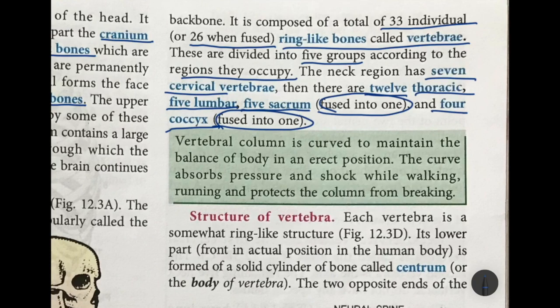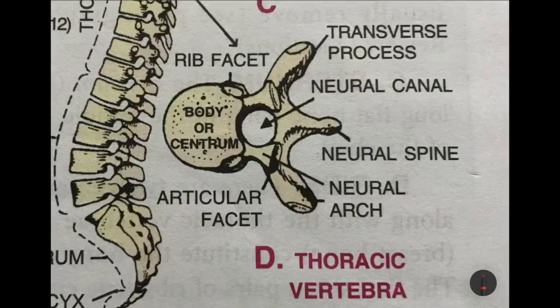Now remember children, the vertebral column is not straight, it is slightly curved. And why is it curved? To maintain the balance of the body when we are standing straight, when we are erect. The curve also absorbs pressure and shock when we are walking or running, so that the backbone does not get damaged.